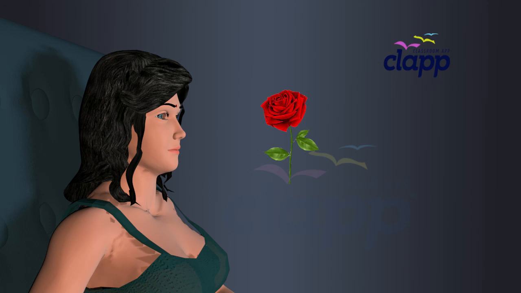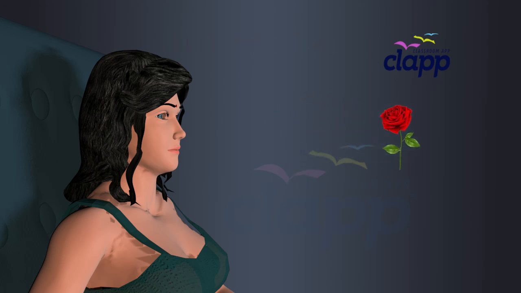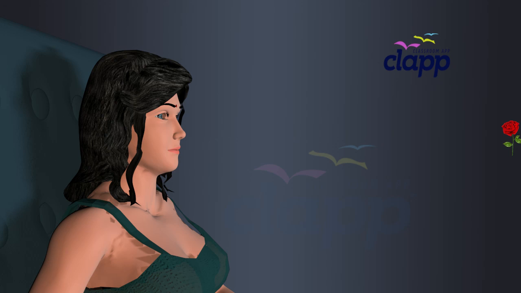For a young adult with normal vision, the near point is about 25 centimeters. The farthest point, up to which the eye can see objects clearly, is called the far point of the eye. It is infinity for a normal eye. You may note here a normal eye can see objects clearly that are between 25 centimeters and infinity.